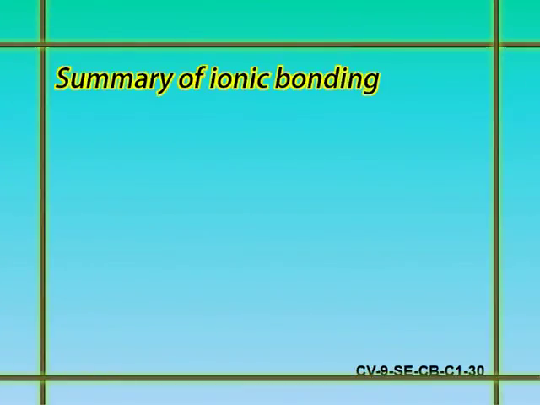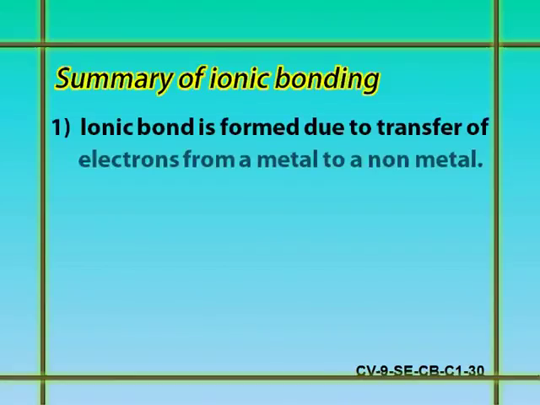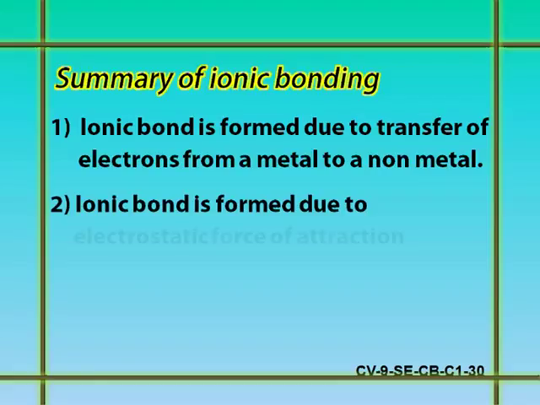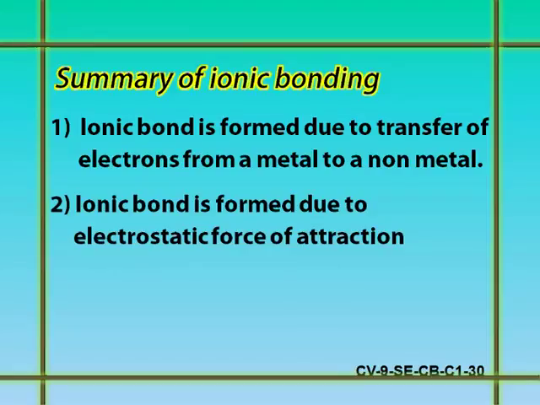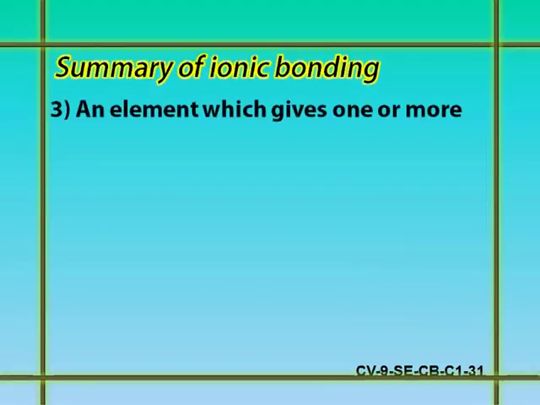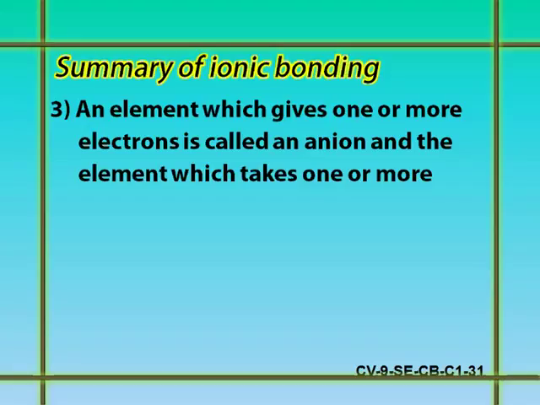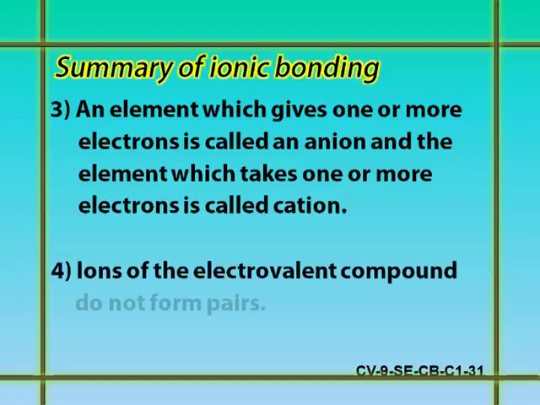Children, let us summarize the points about ionic bonding. Ionic bond is formed due to the transfer of electrons from a metal to a non-metal. Ionic bond is formed due to the electrostatic force of attraction between the ions. Children, note this down and copy this in your notebook. An element which gives one or more electrons becomes a cation, and the element which takes one or more electrons becomes an anion. Ions of the electrovalent compound do not form pairs. Children, copy this in your notebook.